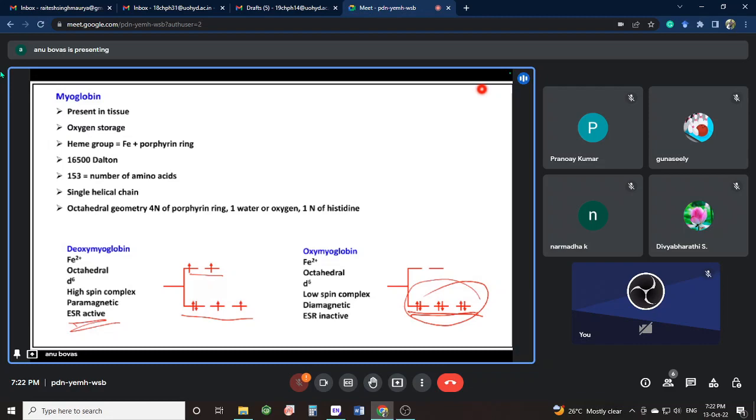Okay, now if myoglobin is done and clear, we will go to hemoglobin, because now the counterpart will come and we might get confused. So if any doubt is there, you can stop me and ask me. Now we will go to hemoglobin. Okay.